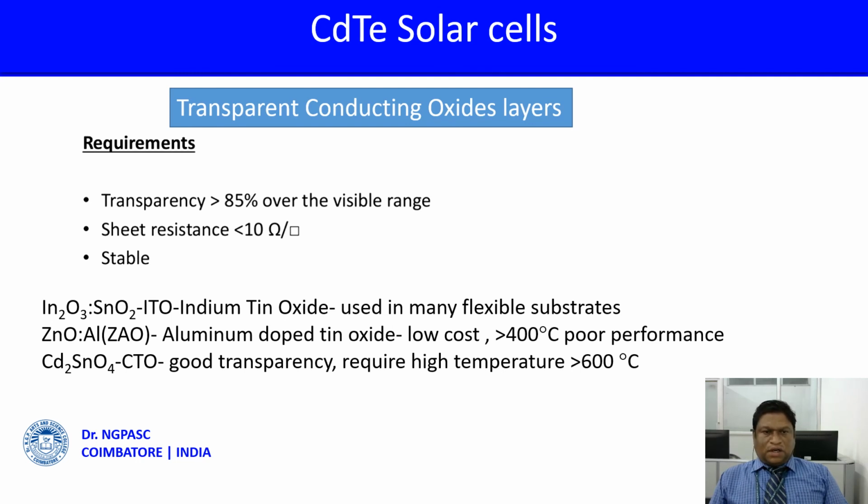So these are the commonly available transparent conducting oxides like ITO, that is indium tin oxide, and AZO, which means ZnO doped with aluminum, and similarly cadmium tin oxide, CTO. So these are the three transparent oxides which are mainly used for this cadmium telluride solar cell.